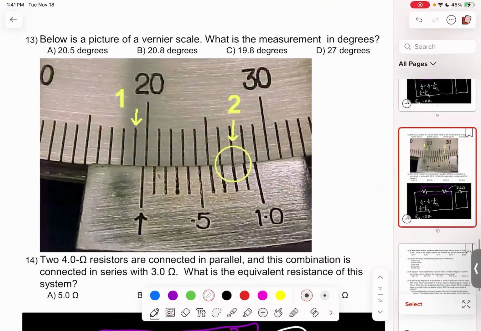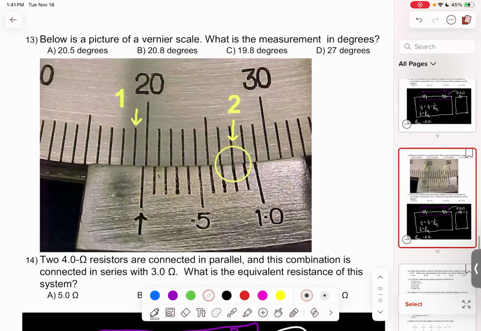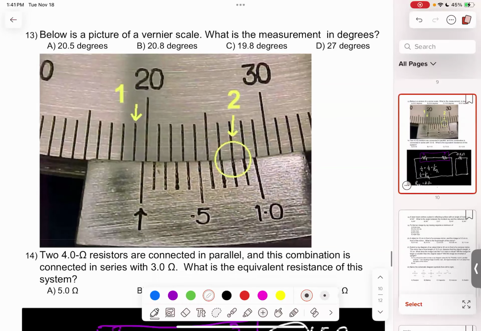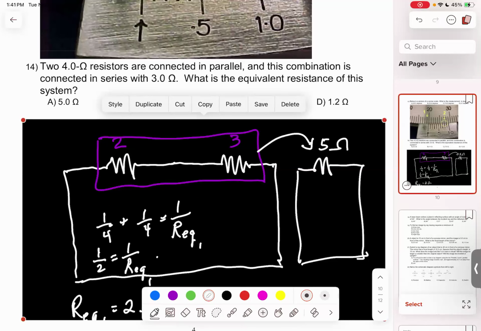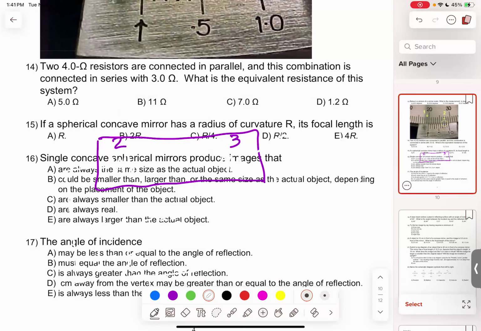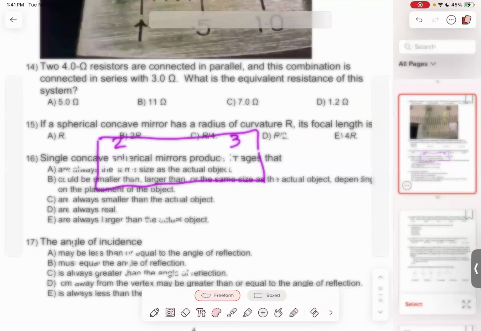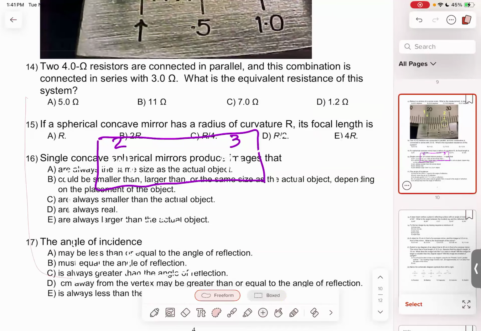So duplicating the page one more time here, class. Bear with me. So this.